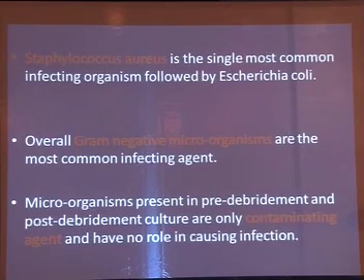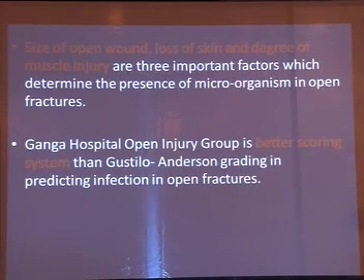The conclusion: Staph aureus is the most common microorganism, gram-negative microorganisms are the most common overall, and Ganga Hospital open injury is a better scoring system than Gustilo.